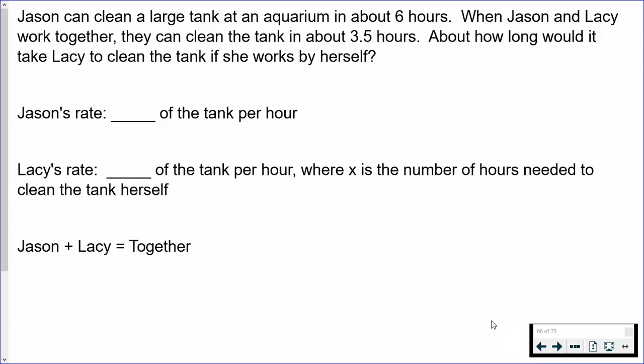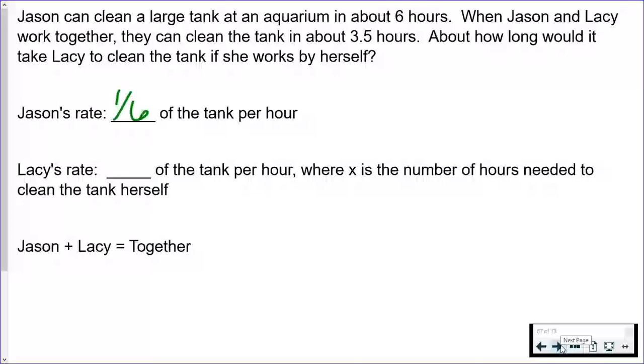But first, we're told that Jason can finish his job in 6 hours. But then we are given that when Jason and Lacey are working together, they can finish in 3.5 hours. So in this case, we're given one individual and we're given their time together. That means we're going to have to find the other individual rate. So for Jason, I think of it as 1 tank per 6 hours. So one job done per 6 hours, 1/6.